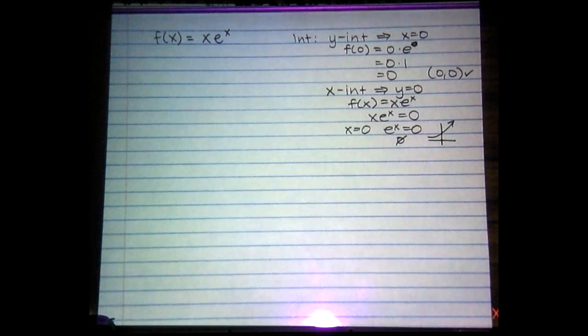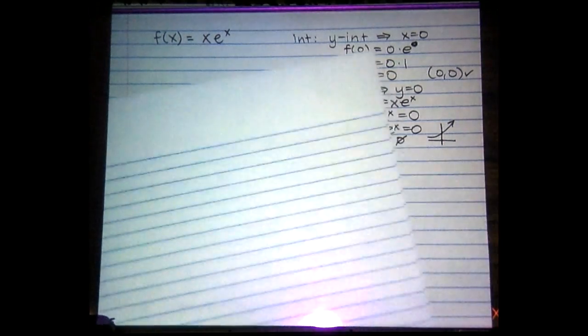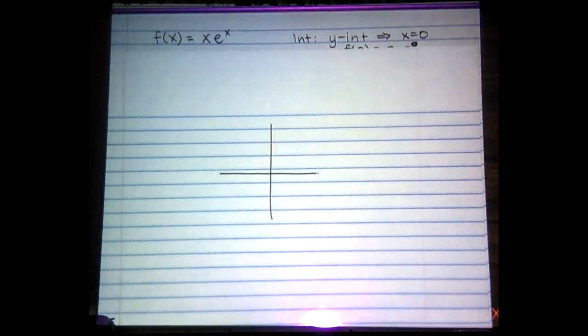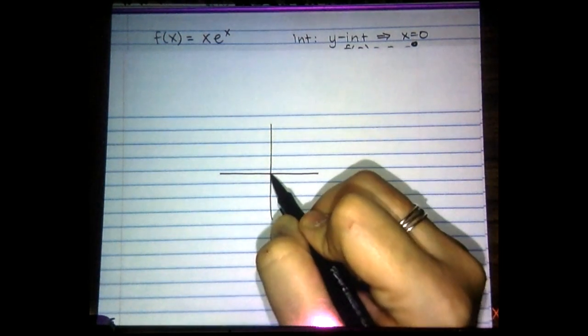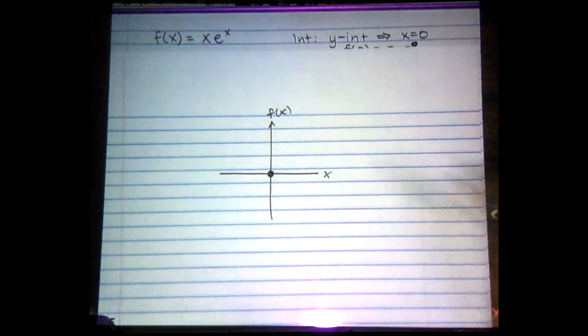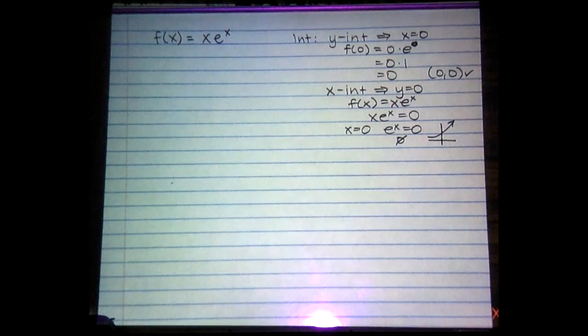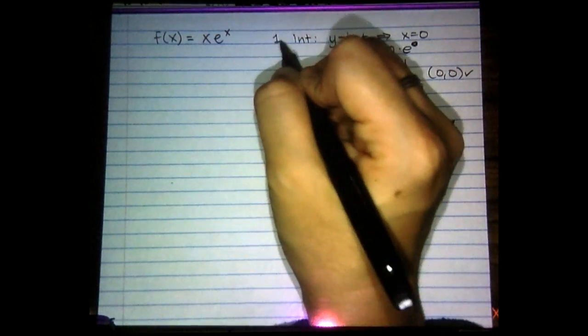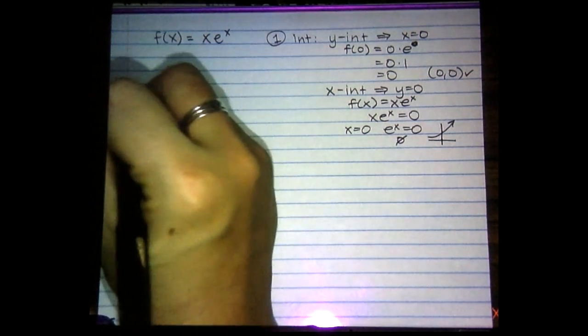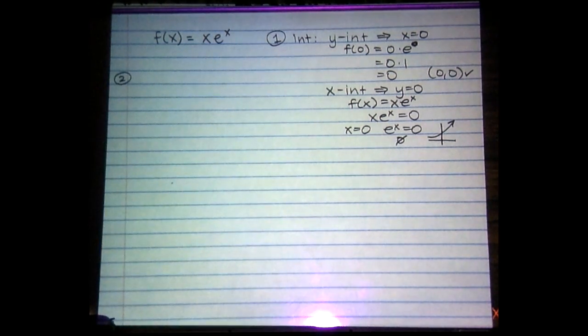So we have one x-intercept, one y-intercept, and I'm going to go ahead and draw a pretty crude graph just so I can piece together all of this information that we'll be collecting. Right here, (0, 0) is an intersection, and that's all we know so far. The next thing we should look at is the domain of the function. So if it helps to organize our information, the first thing we looked at is intercepts. The second thing we'll look at is domain.